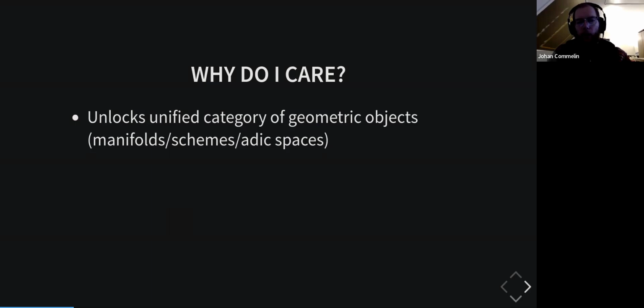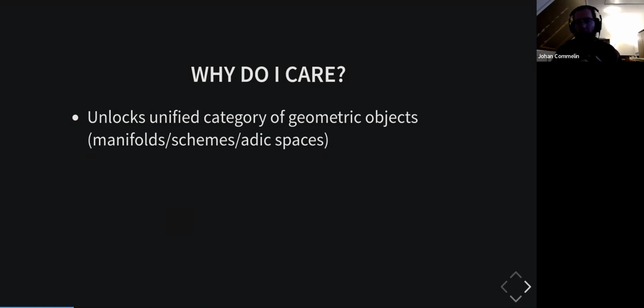And so within condensed mathematics, there will be a notion of a so-called analytic ring. And these analytic rings have an analytic spectrum, and you can explain how to glue them. And so that gives you geometric objects. And those geometric objects generalize manifolds and schemes and adic spaces, because these analytic rings generalize discrete rings if you just, well, don't really say anything about the analytic side of the story.